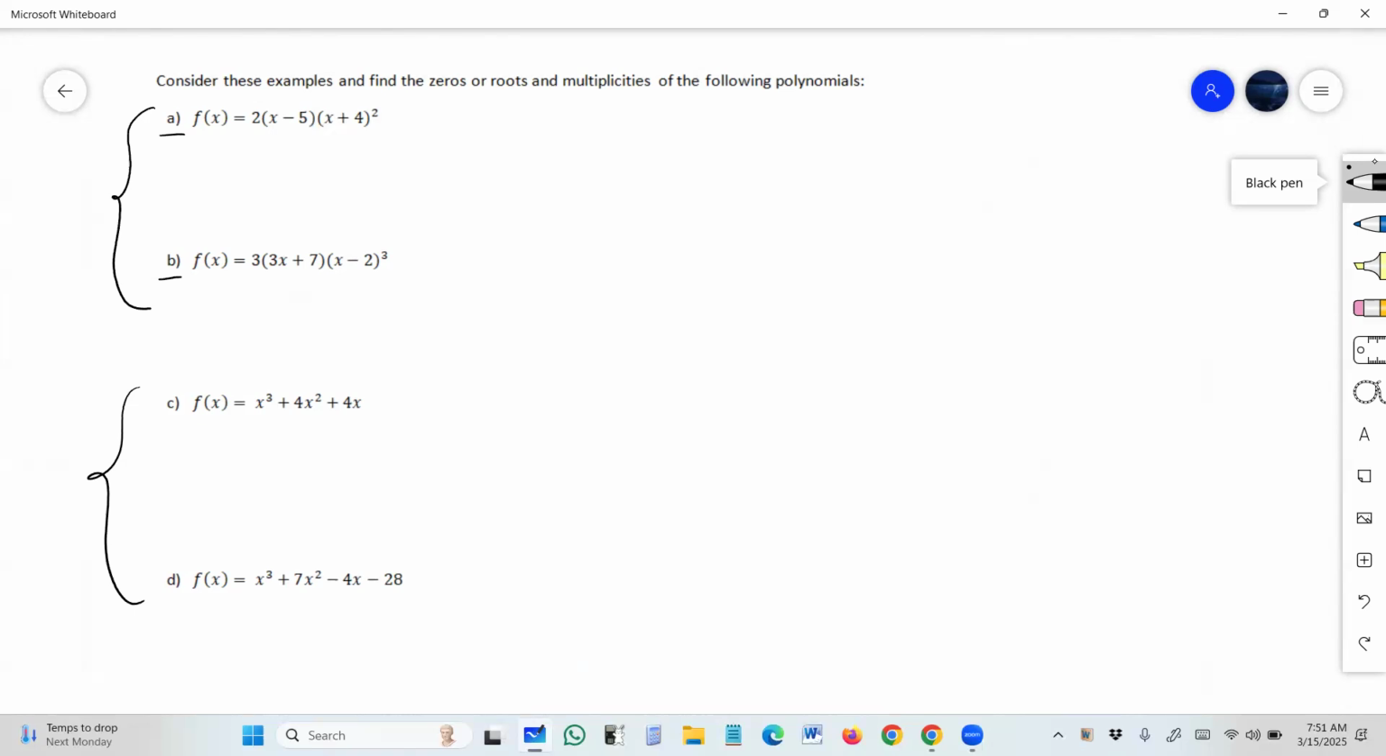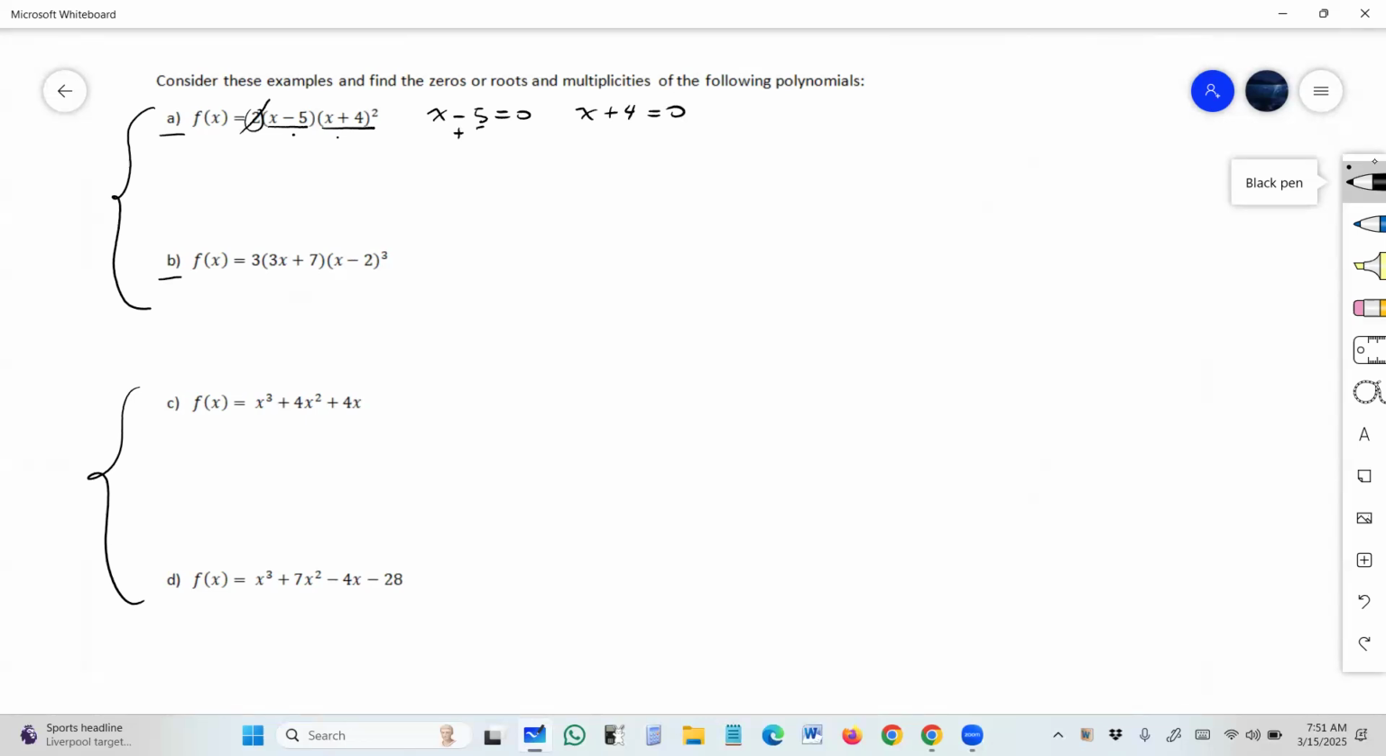We'll do them first. So it's similar to what we did before, all right? I have two factors. The 2 doesn't count because it's a constant factor. It cannot be a root. So we'll set each of these factors to 0, and we'll solve them for x.